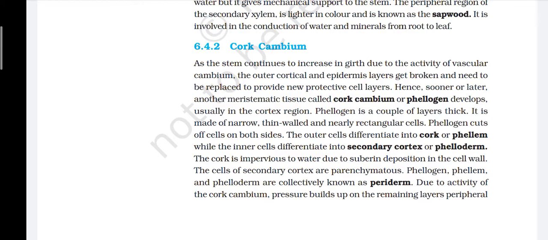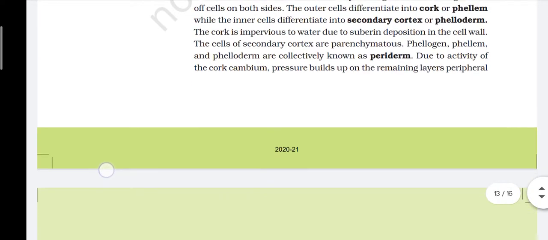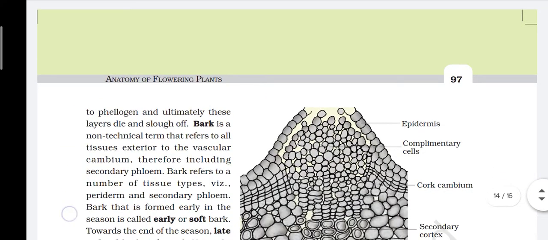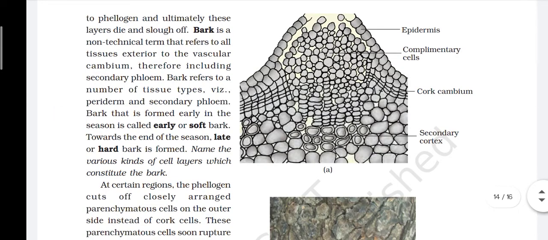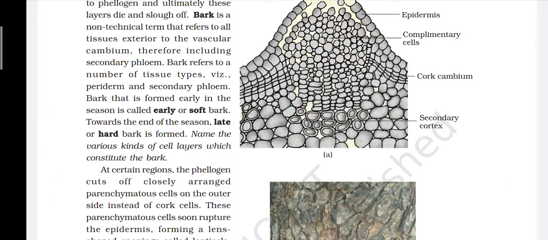Due to activity of the cork cambium, pressure builds up on the remaining layers peripheral to phellogen and ultimately these layers die and slough off. Bark is a non-technical term that refers to all tissue exterior to the vascular cambium, therefore including secondary phloem. Bark refers to a number of tissue types, periderm and secondary phloem. Bark that is formed early in the season is called early or soft bark. Towards the end of season, late bark or hard bark is formed.